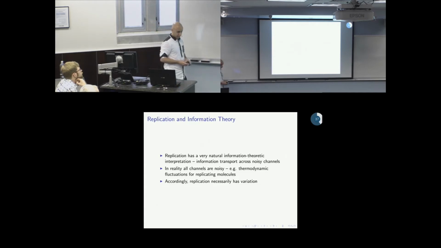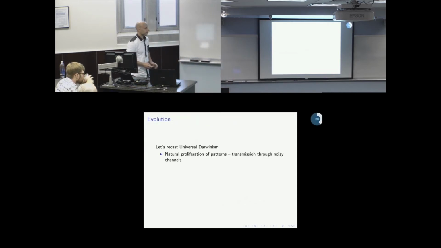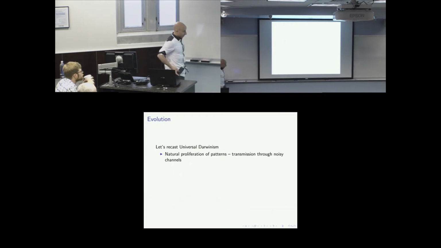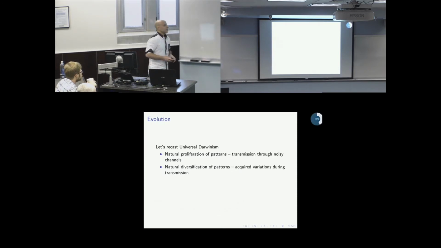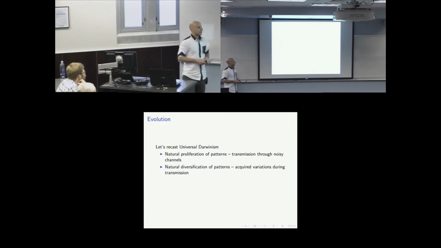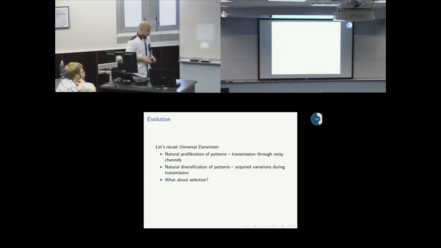Right, so accordingly, if we have any evolutionary process where we have some kind of replication going on, we should expect that there would be natural sources of variation. So we can take universal Darwinism and we can call replication maybe this proliferation of patterns, its transmission through noisy channels. Whatever that noisy channel is, that gives us the variance we need, and so now we just need the selection piece, right?